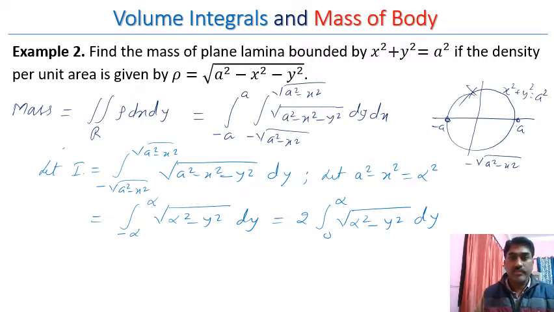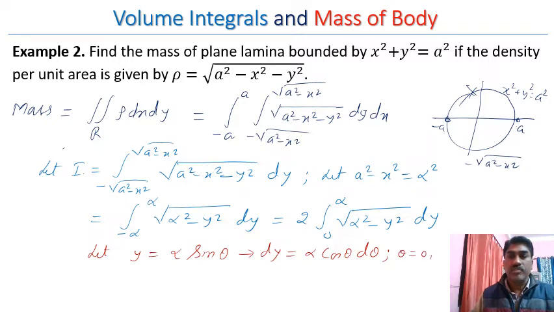Now if we take y is equal to alpha sine theta, then we will get dy is equal to alpha cos theta d theta, and the limit of theta will vary from 0 to pi by 2.